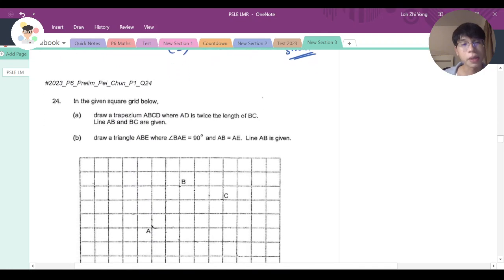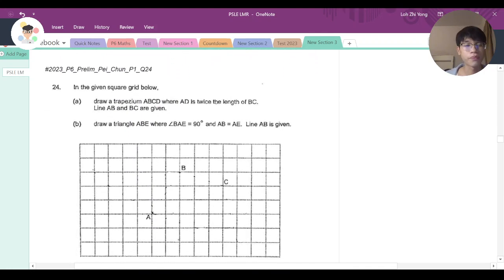Pei Chun School, paper 1, question 24. So before we draw, again, a reminder here. First, please use a ruler to draw. Second, please use a pencil and draw slightly a bit darker. Don't be too light. And the third, please label. Okay, so let's move on.